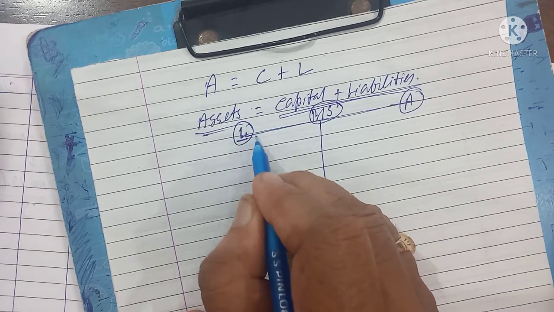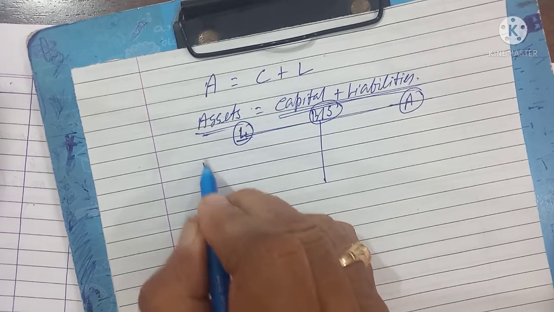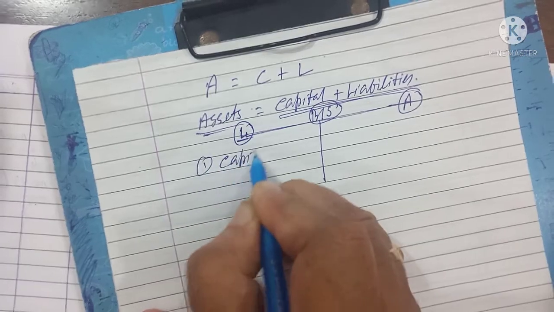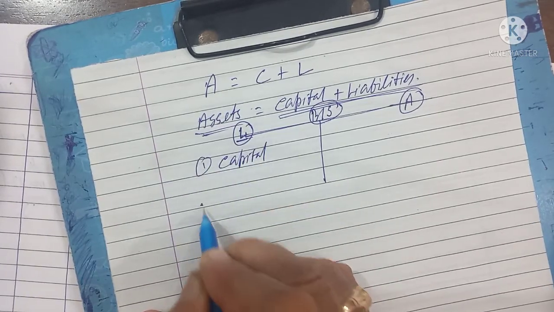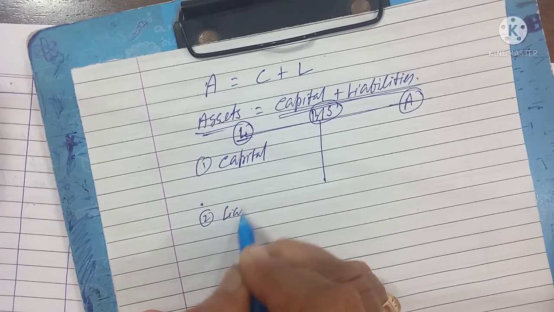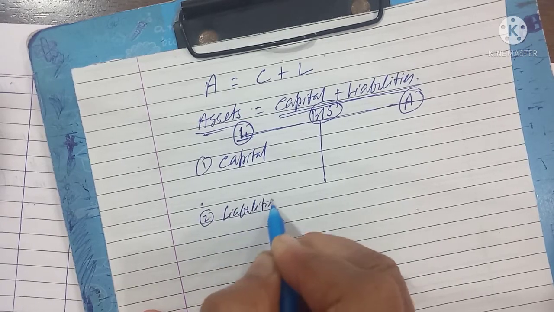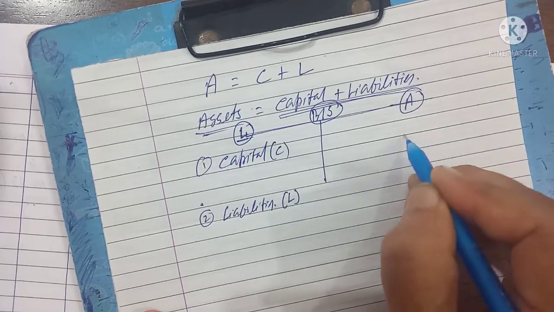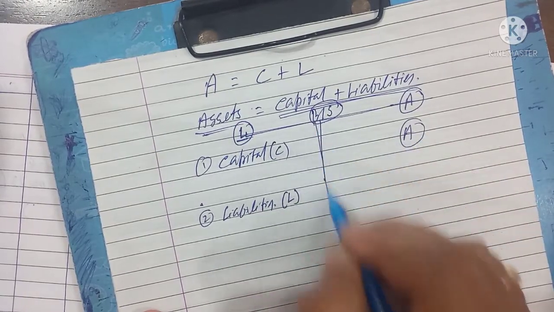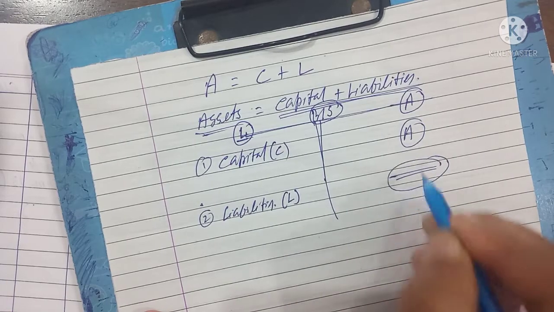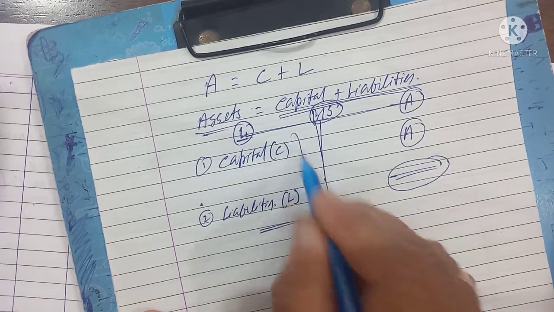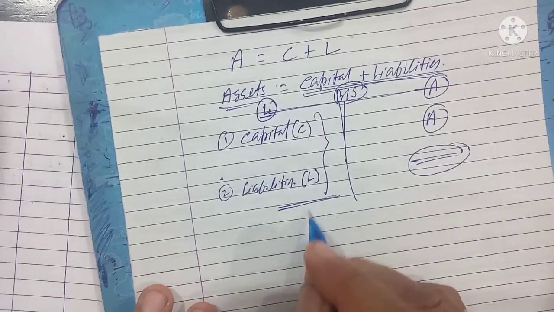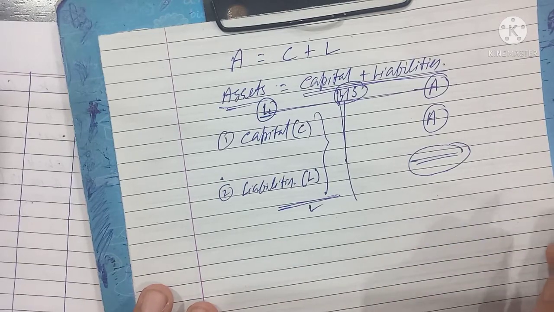And these liability sides are of two types. One is called the capital and the other is called liability. Capital means C, liability means L, and this is A. So whatever the total of this side A will come, the total of this C plus L will come the same here. This is the meaning of that.